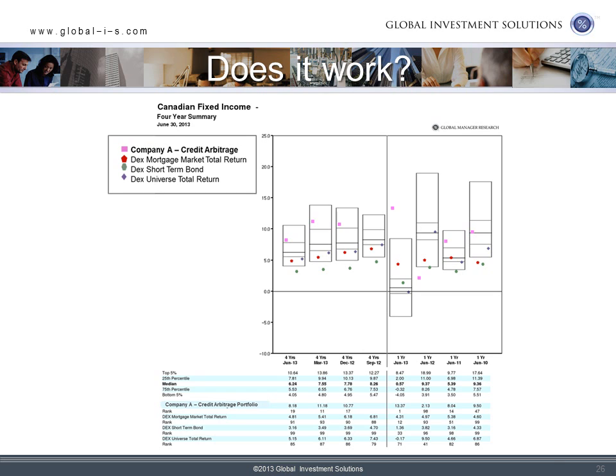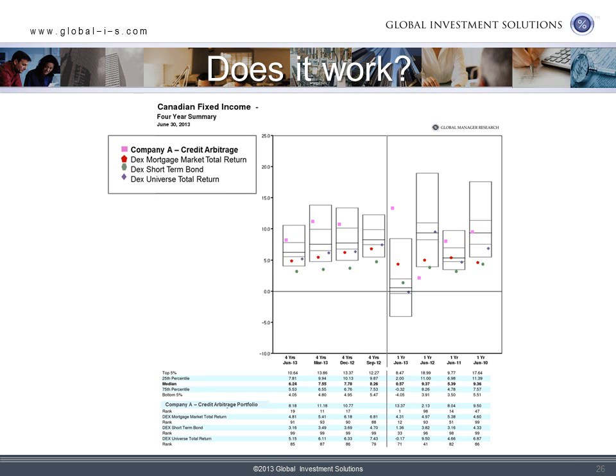So the question is, does it work? This chart shows the performance of bond portfolios over time. In the current box over here where the marker is, it shows 4-year returns to June 2013. The bottom line represents the worst performer, the top line the best performer. The darker line is the median performer.